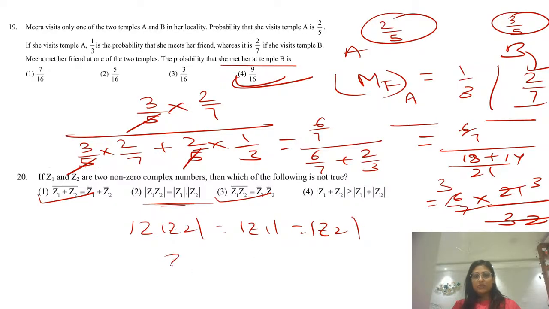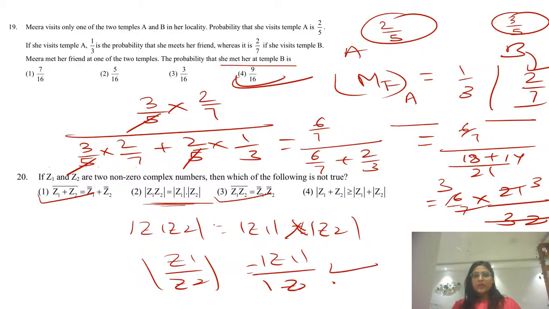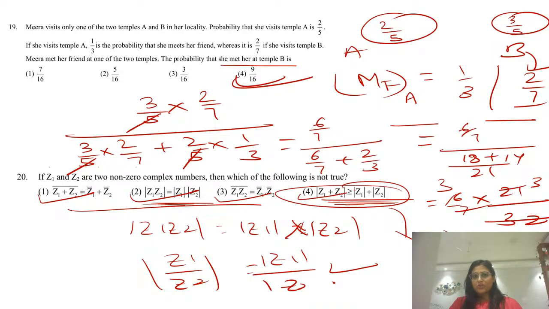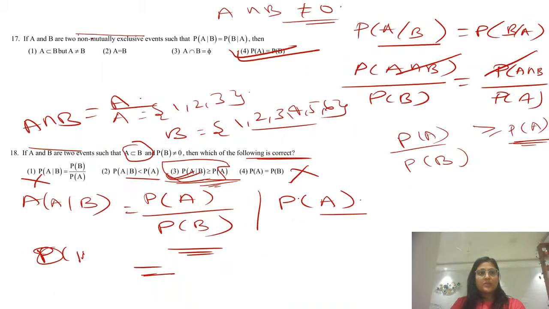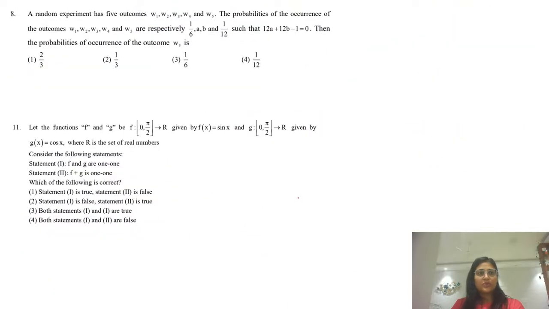And whenever it is Z1 times Z2, only then you can write this as mod Z1 times mod Z2. This is multiplication, right? So likewise, this option is correct. In this option, all three are correct. Here it's not always true. This is not a property here. So option 4 is the one that is not true. Correct. Let's come to the first few questions.